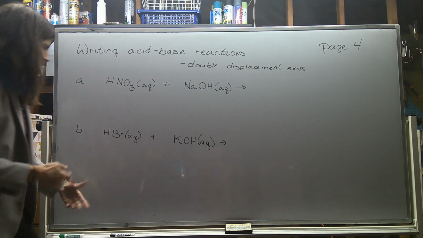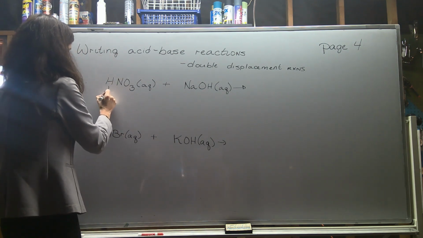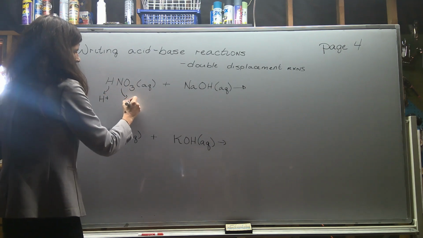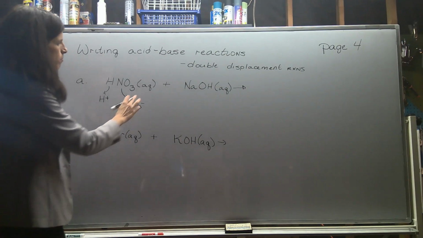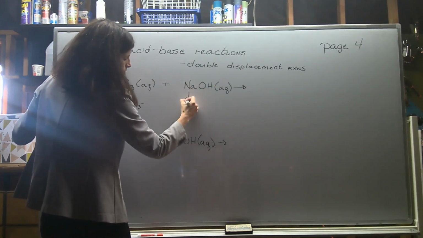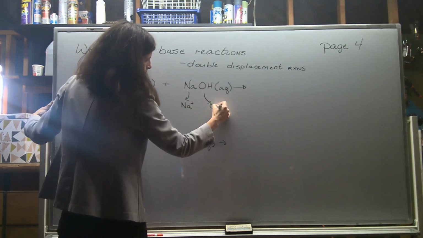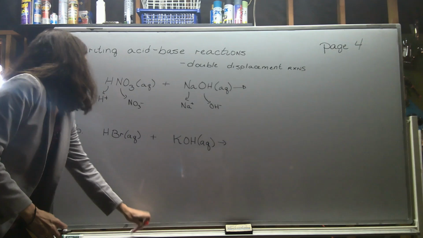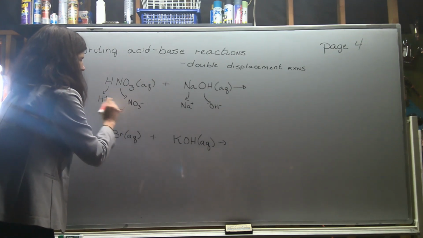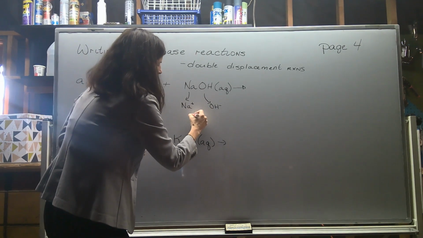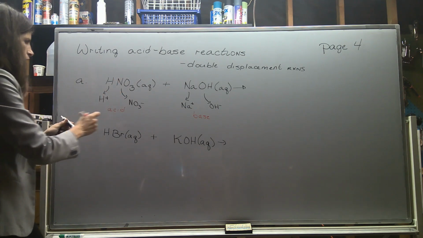All right, so here, just start splitting everybody up. We have H+ and NO3-. I'm using my knowledge of the polyatomic ions to determine how it's going to split up. The fact that it's aqueous as well tells me that it's going to split up. Na+ and OH-. So this is an Arrhenius acid because it's producing H+, and we have an Arrhenius base because it's producing OH-. They're going to do-si-do.